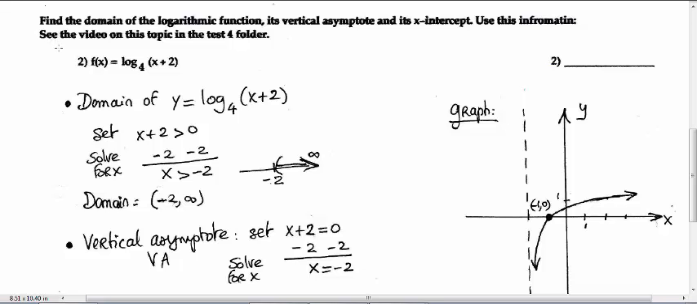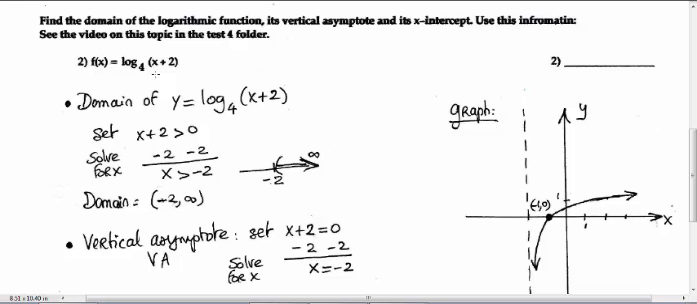Take a look at this particular problem where we're given a logarithmic function. f(x) is log base 4 of the quantity x plus 2, and we wish to find the domain of this log function, its vertical asymptote, and its x-intercept, and use those pieces of information to go ahead and graph the function.